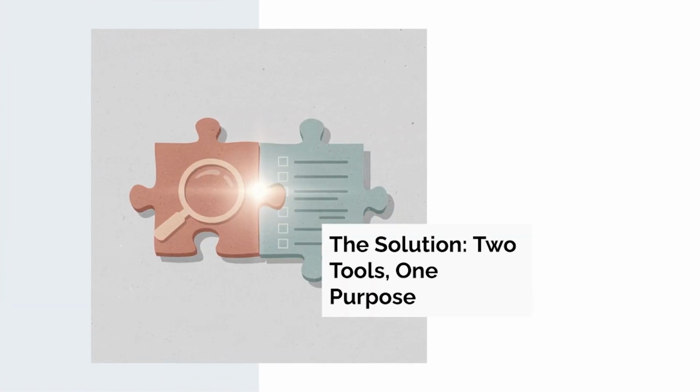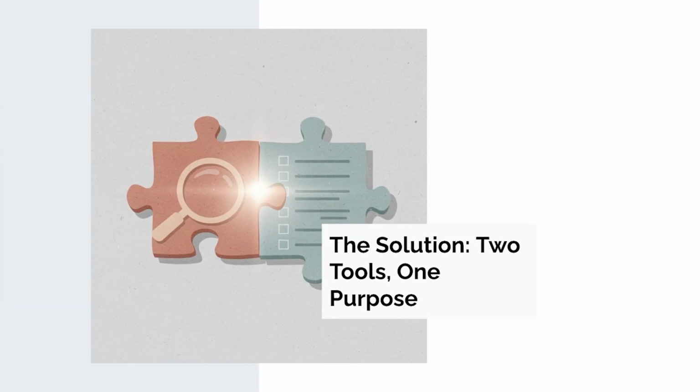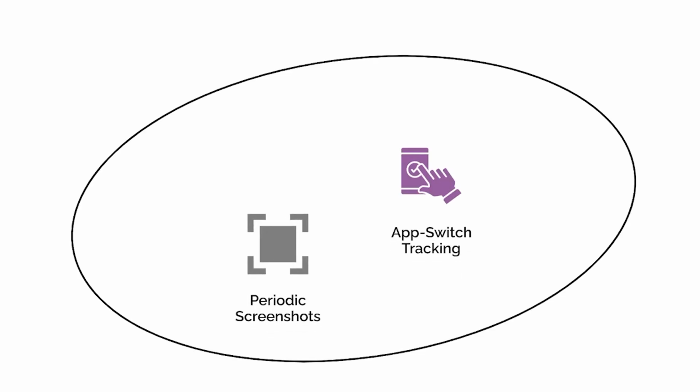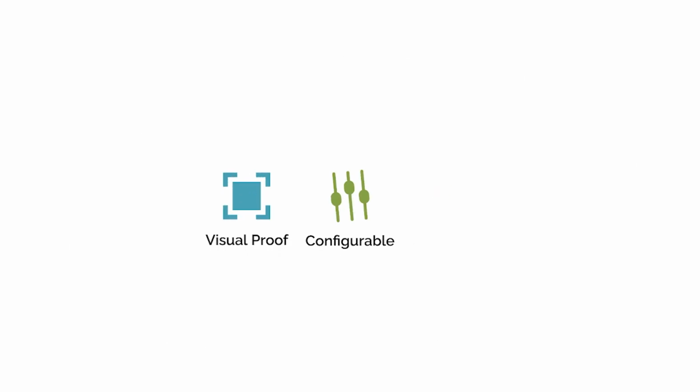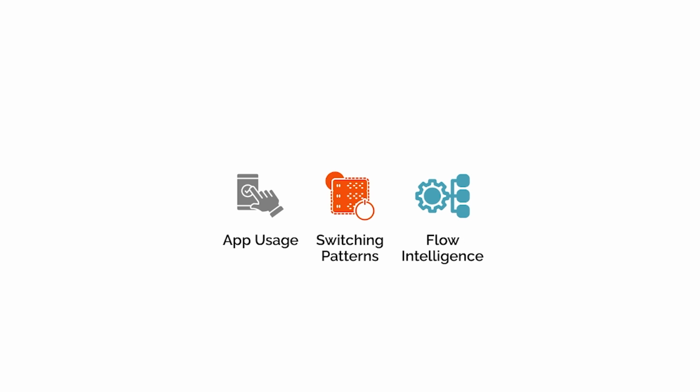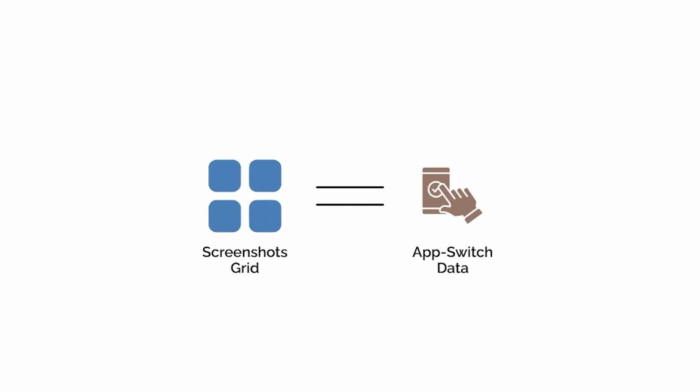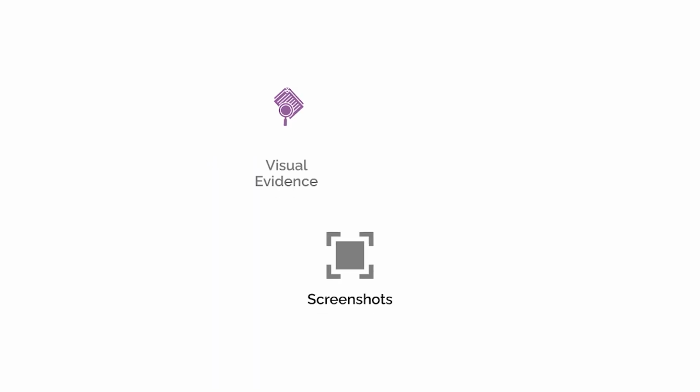SuperC answers both questions from Chapter 1 with two tools built to work together as one solution. The SuperC dashboard gives you two complementary tools, periodic screenshots and app switch tracking, side by side. Screenshots are configurable, randomized, and impossible to game, giving you genuine visual proof of what was on screen. App switch tracking goes deeper, showing which apps were used, how often, and what the switching patterns reveal about real workflow. Together, the screenshot grid and app switch data connect to answer what no single tool can answer alone.